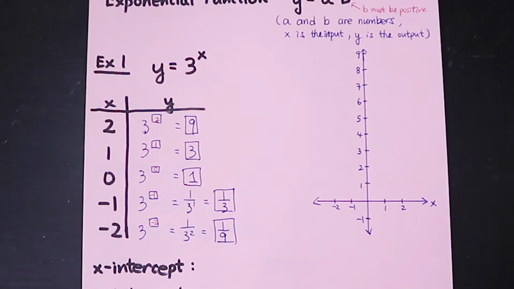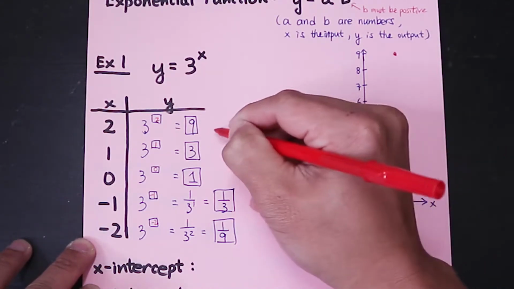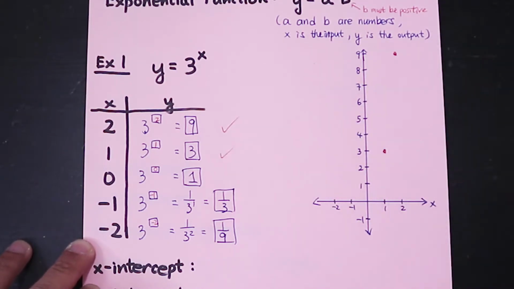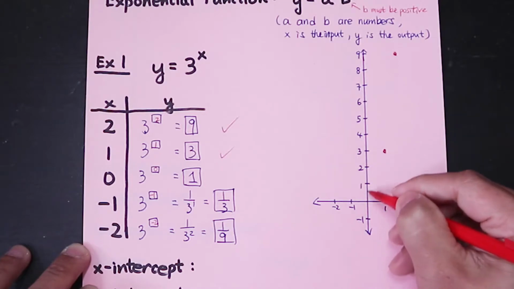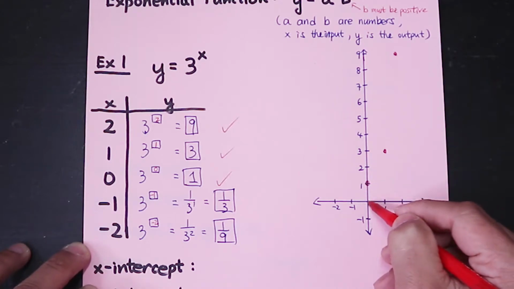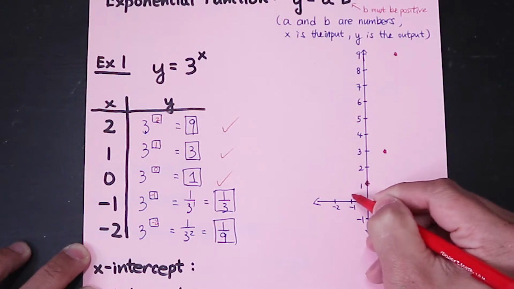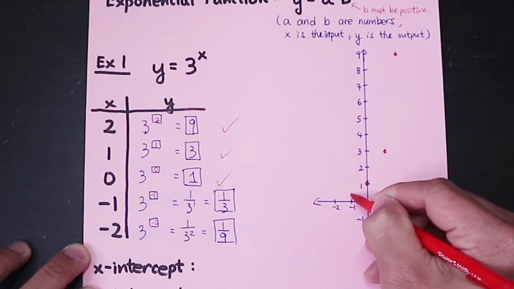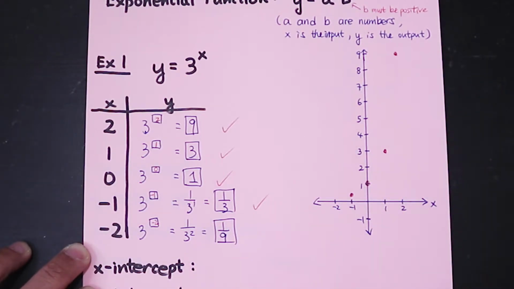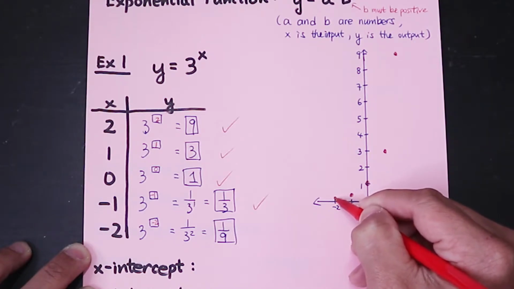So let's first graph (2, 9). Where is (2, 9)? Which is right here on the xy plane. So this is checked. (1, 3). So (1, 3) is right here. So this is checked. The next one is (0, 1), which is right here. So this is checked. The next one is (-1, 1/3). Now 1/3 is a little bit less than half. So just kind of approximate yourself. Probably right here. Okay. And then (-2, 1/9). Now 1/9 is an even smaller fraction, which is very, very close to 0, but not right on the x-axis. So which is right here.